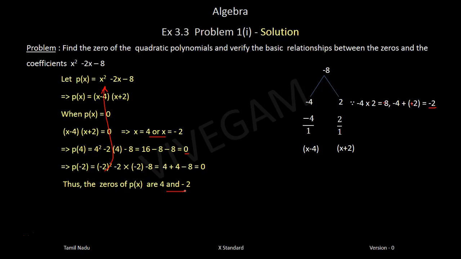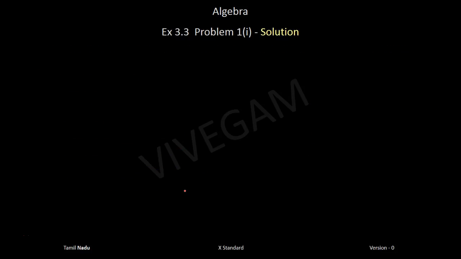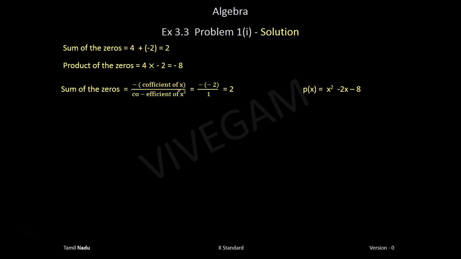Next. We need to find the sum of the zeros. So zeros are 4 and minus 2. The sum of the zeros is 4 plus minus 2, that is 2. Right. What is the product of the zeros? 4 into minus 2, that is minus 8. Now what is the relationship? Sum of the zeros is minus coefficient of x by coefficient of x square.